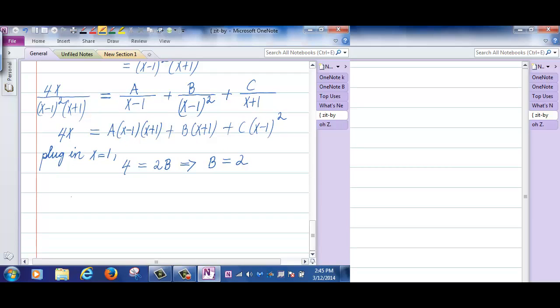Now let's plug in negative 1. Plug in x equals negative 1. If I do that, I get on the left negative 4, right? On the right hand side, when I plug in negative 1, the a term still vanishes, the b term vanishes, and the c term is what? c times what? It's positive 4, and so I get c to be what? Negative 1. Now how do I get a? How should I get a?